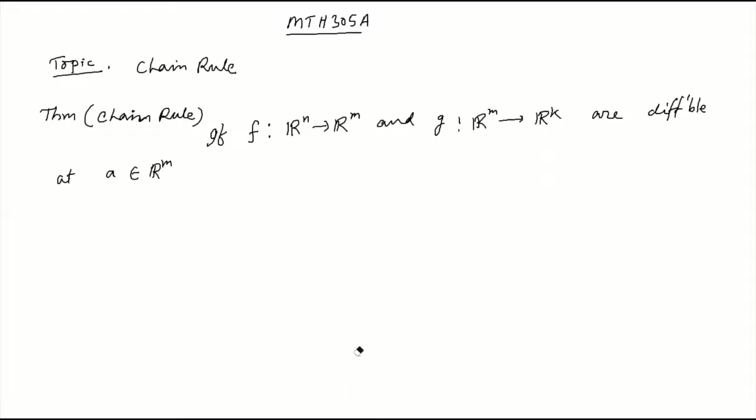So this is n, and g is differentiable at f of a, that is equal to b. So f is differentiable at a belongs to Rn, and g is differentiable at b, which is equal to f of a, and f of a belongs to Rm, respectively.